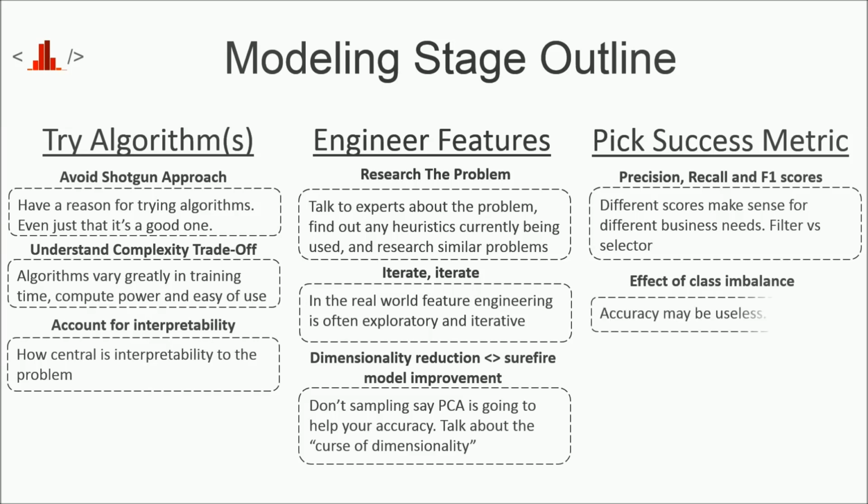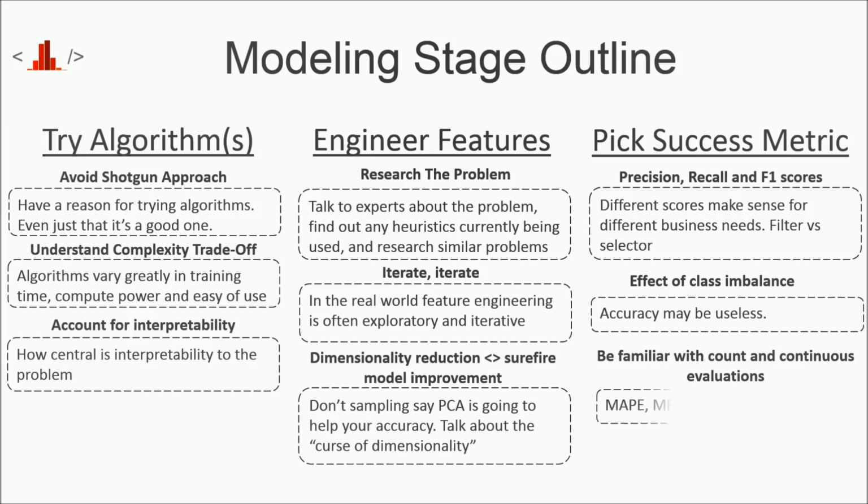Of course, there's also the effect of class imbalance. That has to be taken into consideration in your success metric. And obviously, if you're using a count model, or maybe something continuous that you have to approximate with a count model or regression, then you have a completely different set of evaluations. And frankly, I don't like using these in interviews because I think they're a lot harder to score.